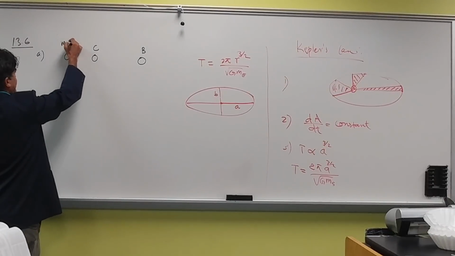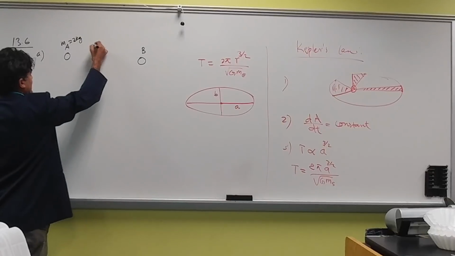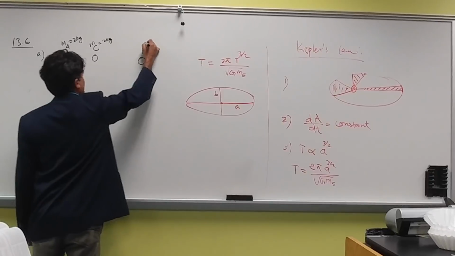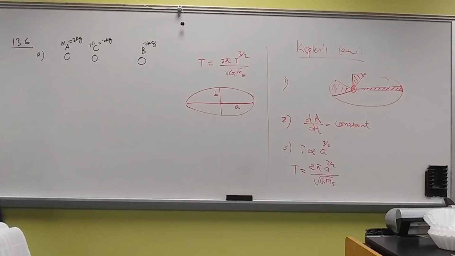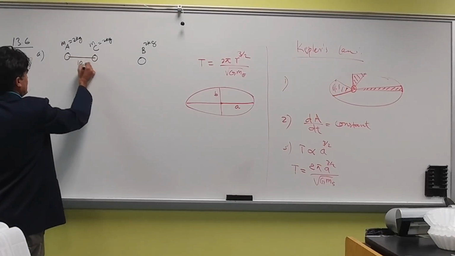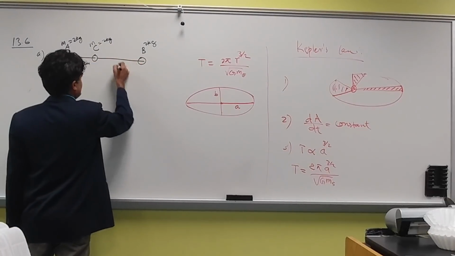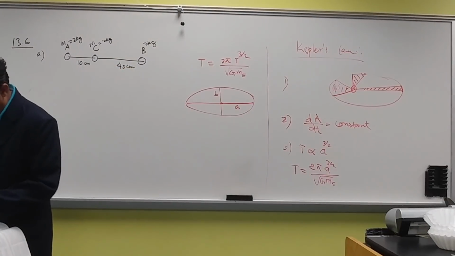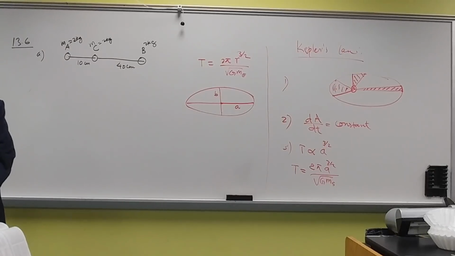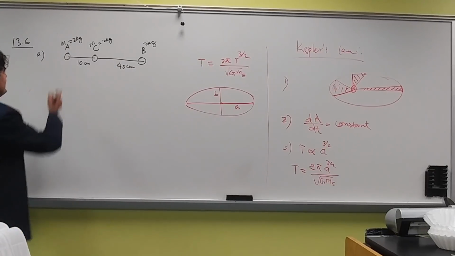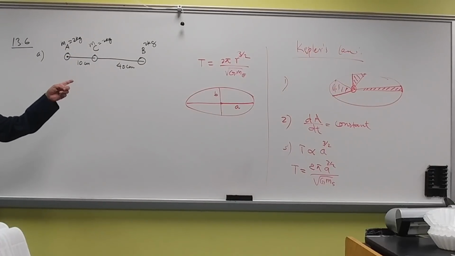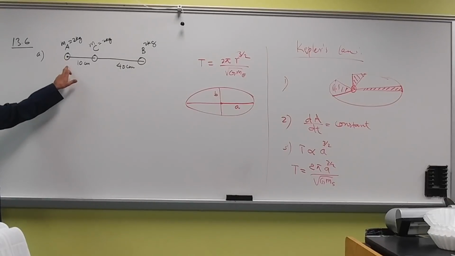Mass of A is 2 kg. Mass of C is also 2 kg. This one is also 2 kg. One is 10 centimeter, from here to here, and this one is 40 centimeter. Now the question says find the maximum direction of the net gravitational force on mass A. Where is A? Mass A is on this one. Find what? Find the force. Net force on this mass.